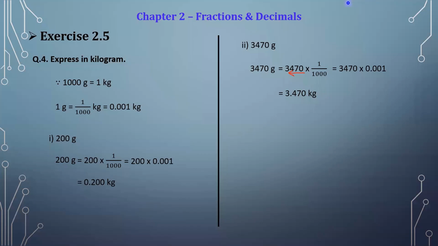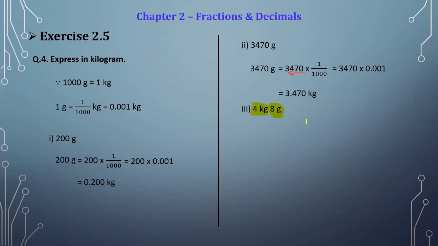Now we are going to move to the third example, the last example from question number 4. Again, we have to express in kilogram, and this number is a little bit different. Actually, two numbers are given. One is already in kilogram. You can see it clearly, 4 kilogram. So it is already in kilogram. And the second number is 8 gram. So it is in gram.